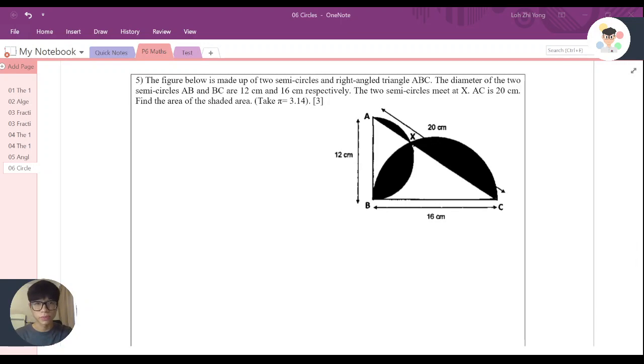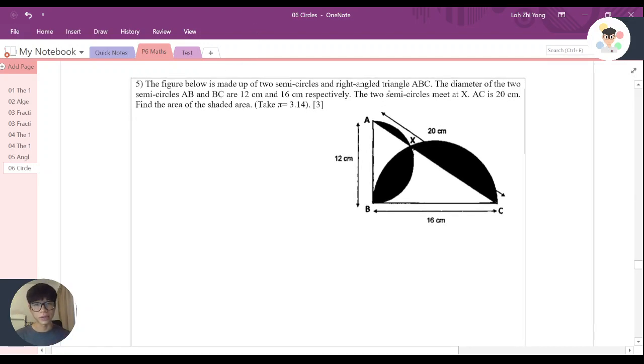Now, let's look at this question. It says the figure below is made of two semicircles and a right angle triangle. As you can see, this is one semicircle, another semicircle, and there's another triangle here. The question continues to say that the diameters of the two semicircles AB and BC are 12 cm and 16 cm. The two semicircles meet at X, which is this part. AC is 20 cm. Find the area of the shaded area.